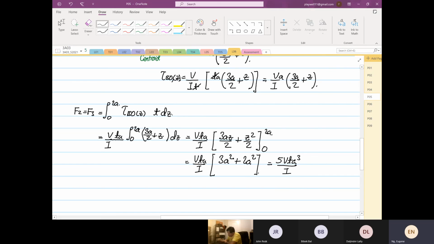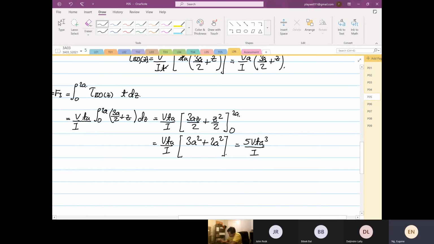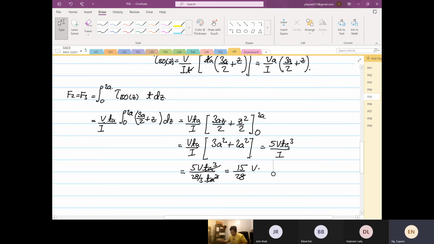Yep. So, we did find I before. So 5V TA cube over I, so it's 28 over 3 TA cube. So this will become 15 over 28 V, because this and this cancel. Okay, so this is equal to your F1 is equal to F2 is equal to F3.